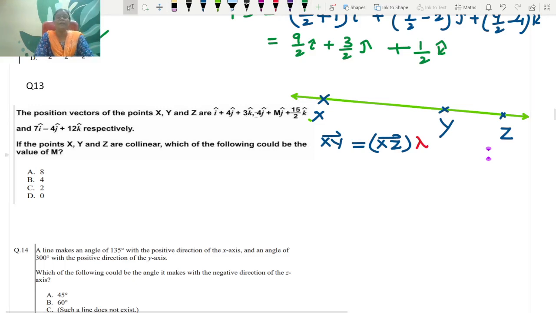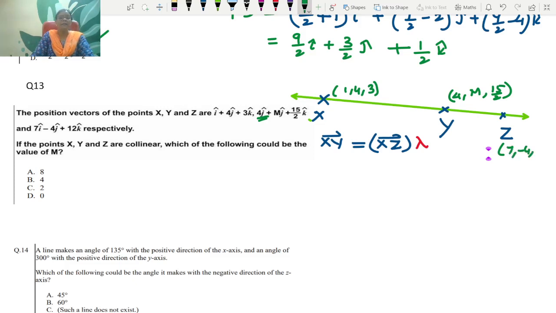Let me write the coordinates of x: this is 1, 4, 3, and the coordinate of y is 4, m, 15/2. Coordinate of z is, actually, this should be i. Sorry, it is not 0. This is 4, m, and 15/2. I think this is not j, it should be clear. There could be such slight misprints that you can overlook. You will get the answer with this. Check it. Let's see, it is 12.